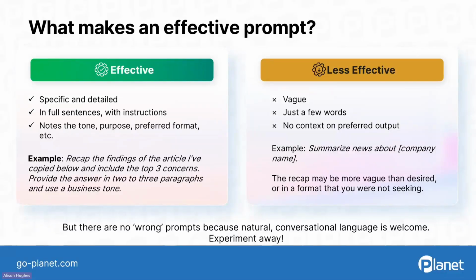If we're saying "summarize news about" a specific topic, that is not wrong. It's just more vague. You're going to get something from Copilot either way, but the output might be broader or structured differently than what you had in mind. So the takeaway is that there are no wrong prompts. It's just that Copilot works best by understanding our natural, detailed, conversational language.